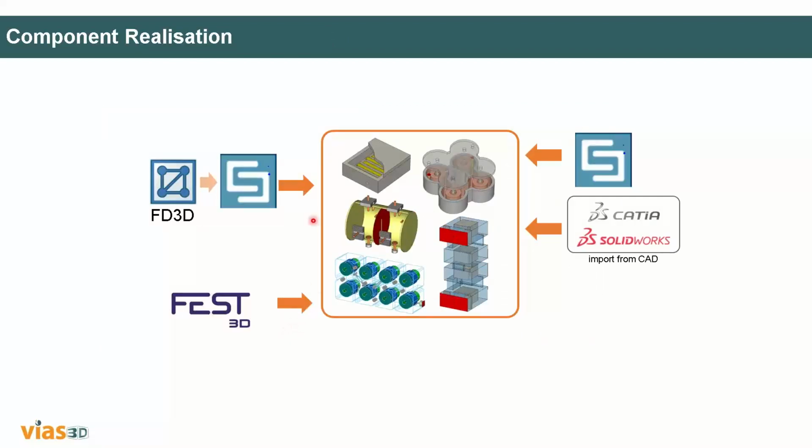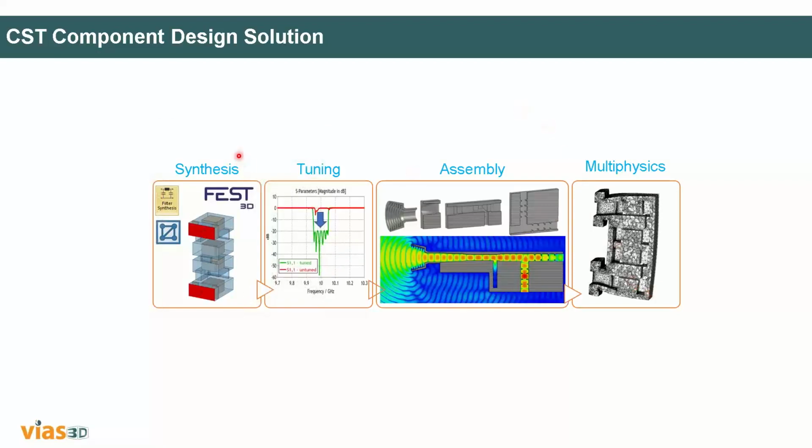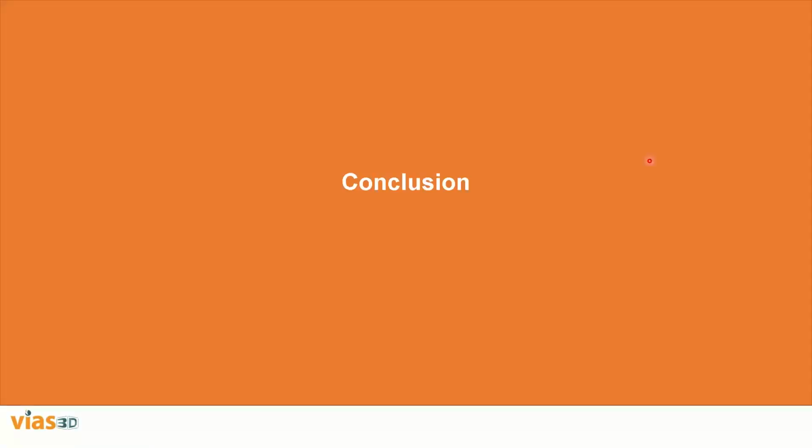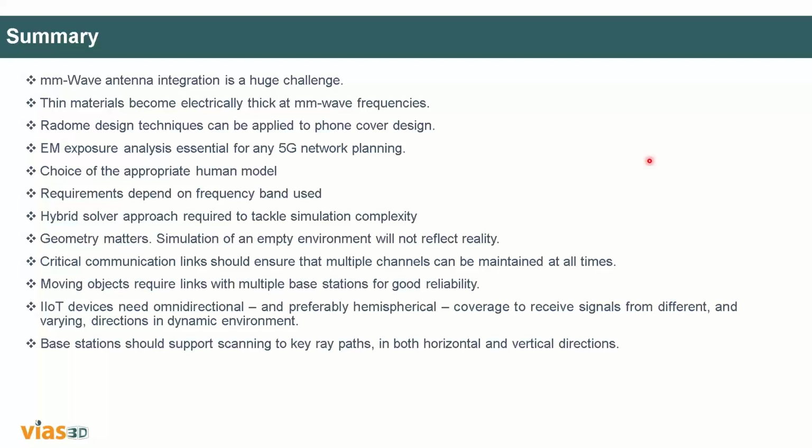So there are 3 ways you can design a filter. One is using FP3D, or you can use FS3D, or you can manually design the filter structure using CST, or you can import from an external card. So what are the things you can do? I just summarize: synthesis, tuning, assembly, and multiphysics. So this is an overview of what is available with CST.